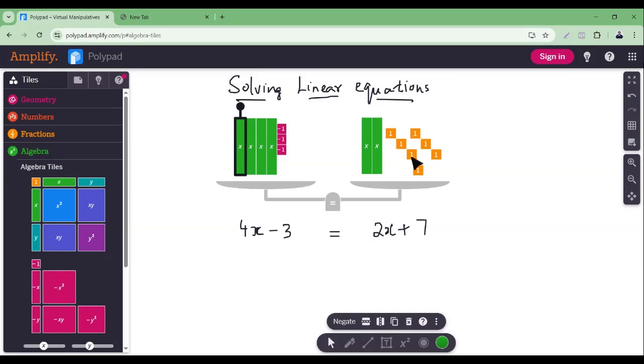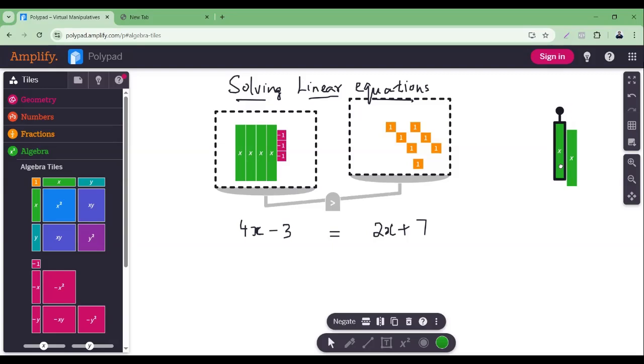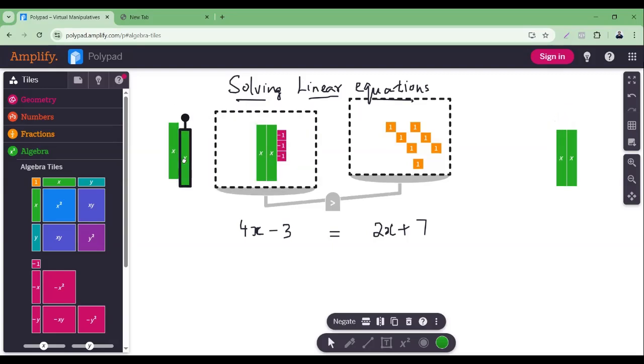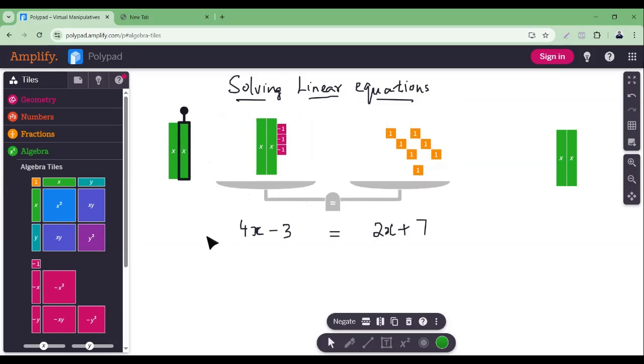Now, I don't want x on both the sides. One of the sides, I want to remove that. If you see, it is very easy to remove these two, right? So, I'm going to remove this, this, this, and this. Now it became balanced.